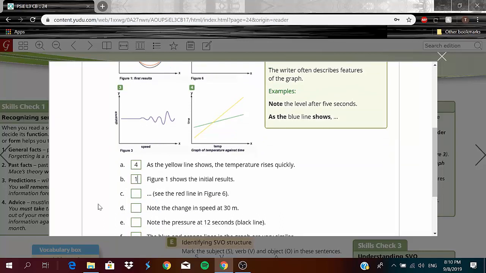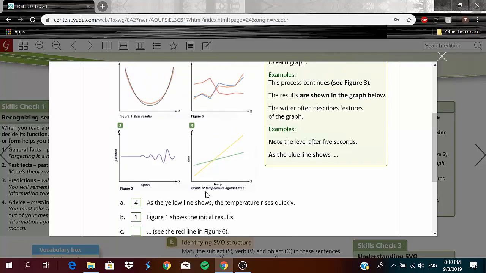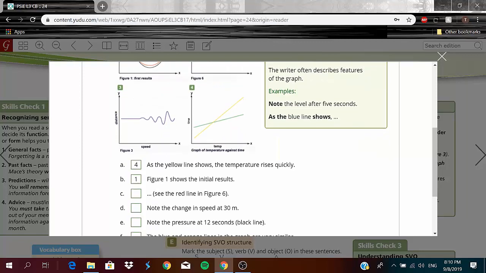And then we have C. Obviously, see the red line in figure 6. So figure 6 and red line, here we have it, so 2. Okay? And it's really not that hard, you guys. Just focus a little bit and you'll find that it's really easy to solve. Then we have D. Note the change in speed at 30 meters. Change in speed at around 30 meters. Here we have speed, okay, and distance. So obviously I'm talking about graph 3.